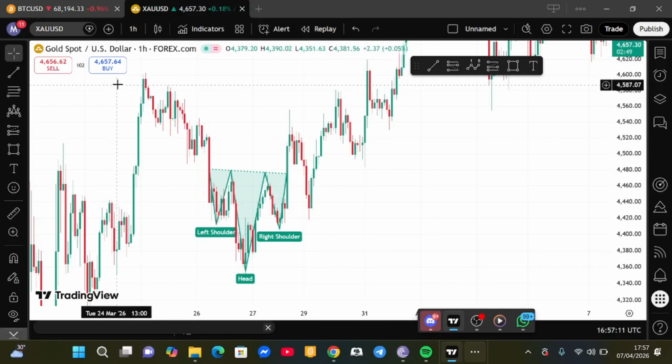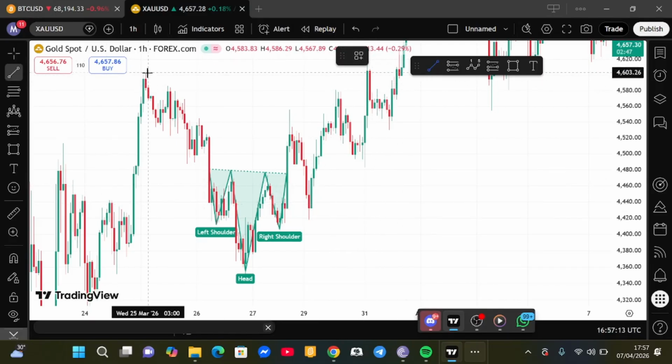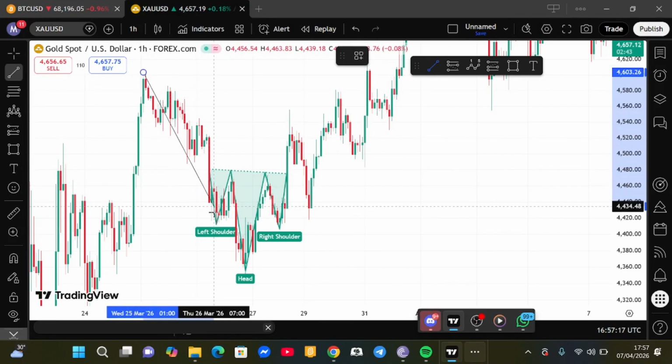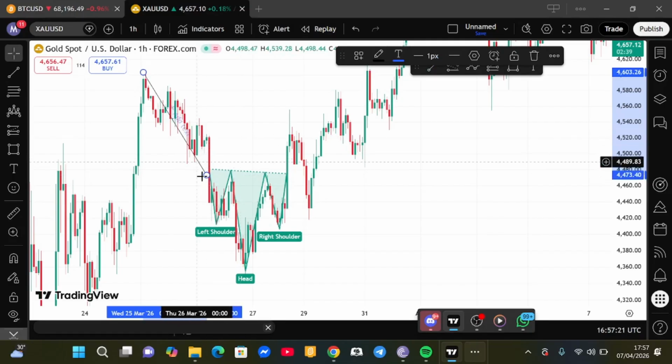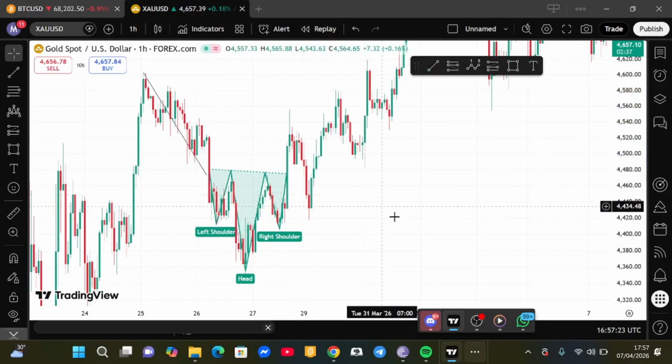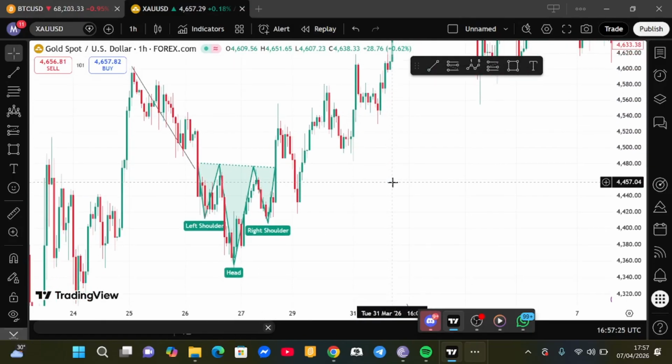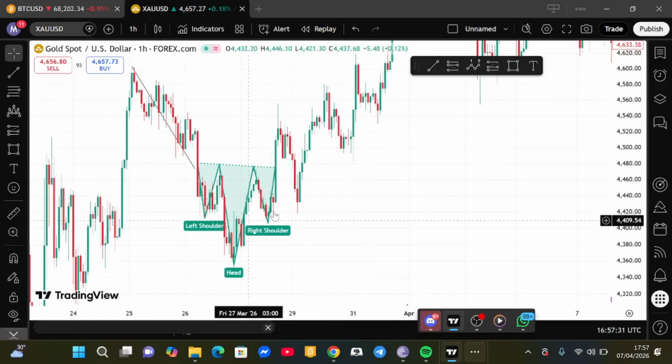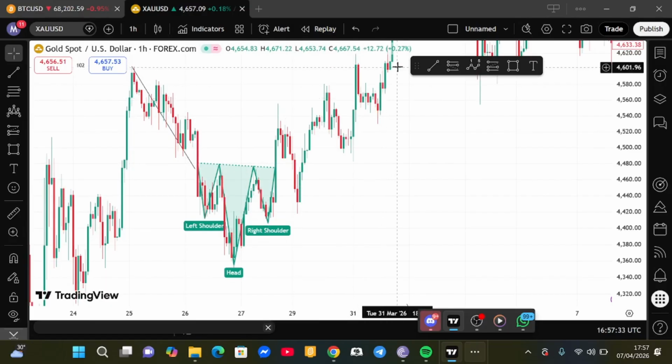So now we see that the trend was bearish from this point down to this point, down to the point where it began to form the inverse head and shoulder, and then we see all of a sudden a shift in the market, and the market reversed from this point, and you see a reversal in the trend.